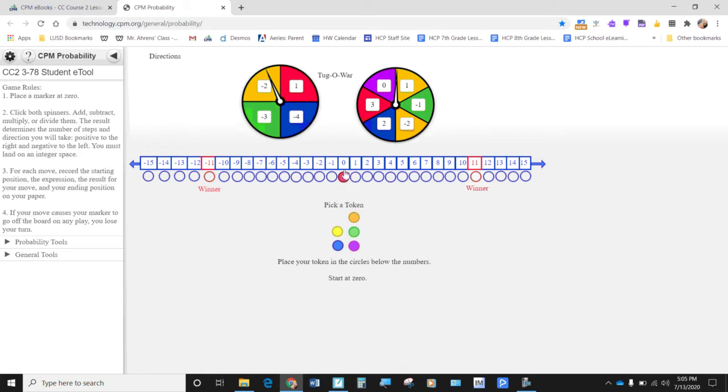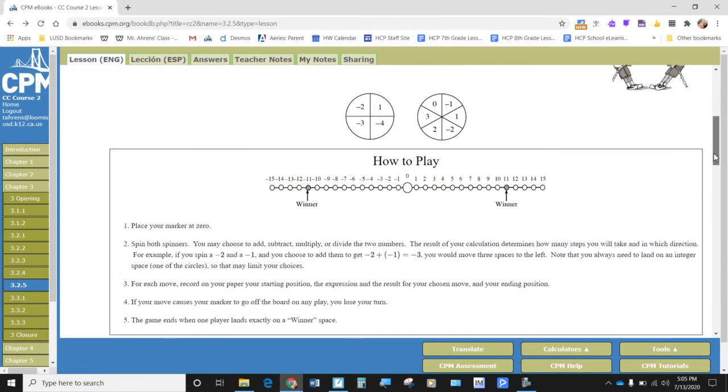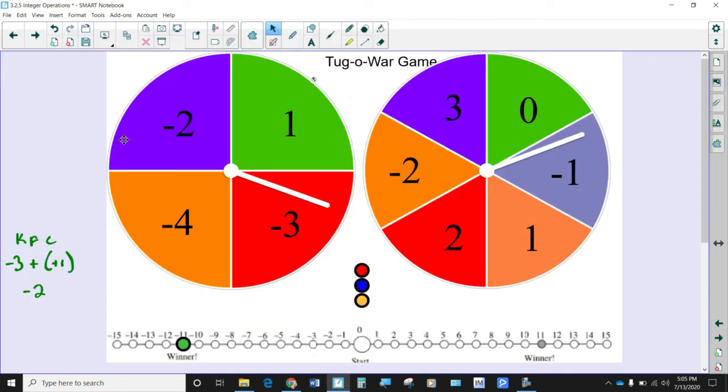You can play with 2 people, 3 people, 4 people. You can see how quickly it takes you to become a winner if you just want to play it on your own. Feel free to have fun with that. And along the way, you're practicing your mental skills for dealing with integer operations. Okay?